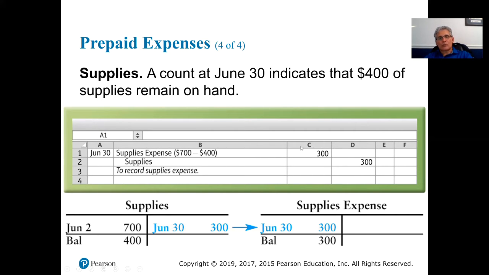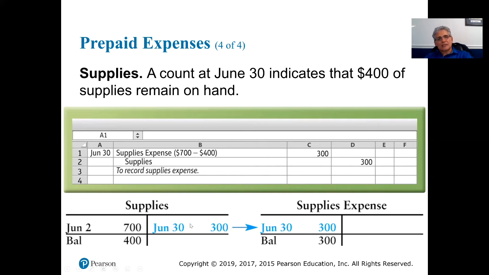So therefore, we recognize the expense and we credit supplies. We lower the supplies account. So you'll see we have $700. We're going to credit $300, and that's going to leave us a balance of $400. And then that $300 debit is going to be moved to supplies expense. So this is the journal. The ledger accounts are updated.